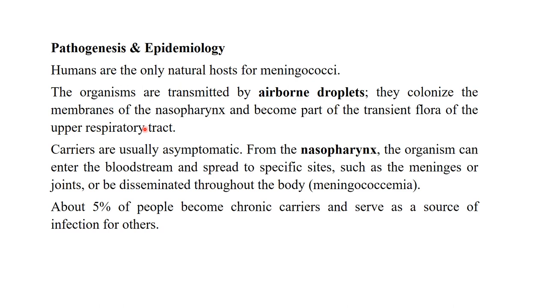Carriers are usually asymptomatic. जो carriers होते हैं वो asymptomatic होते हैं, कोई symptoms appear नहीं होते. From the nasopharynx, the organisms can enter the bloodstream and spread to specific sites. These sites include the meninges and the joints, and if disseminated throughout the body, it results in meningococcemia. About 5% of people become chronic carriers and serve as a source of infection for others.